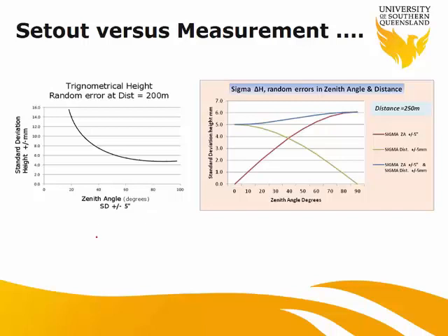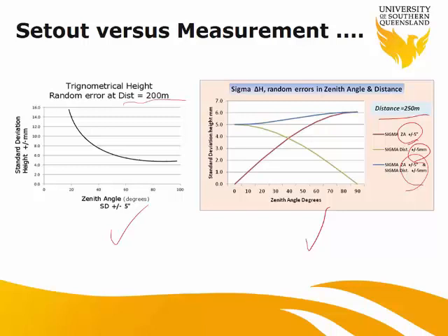What I want to show you is that what you can see in most of the textbooks is on the left hand side, but what is actually happening is the picture on the right hand side. If we assume that we are measuring a distance of roughly 250 meters, and the error in the zenith angle is plus or minus 5 seconds, and the error in distance is plus or minus 5 mm, and we have both of them at the same time, you can see in different colors how it's affecting the zenith angle and the standard deviation of the height.